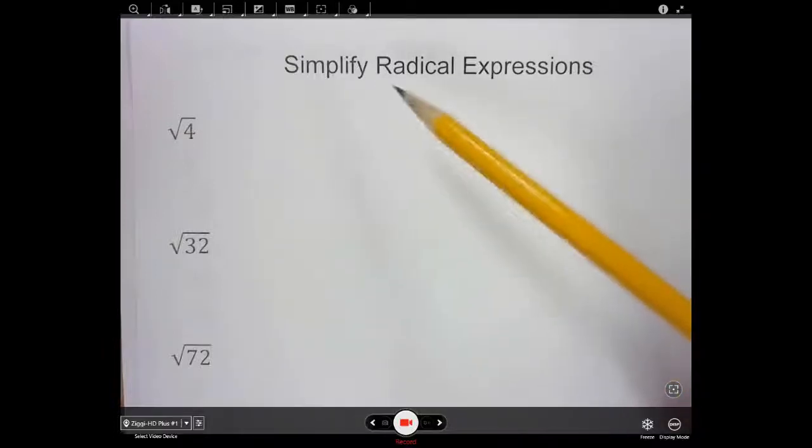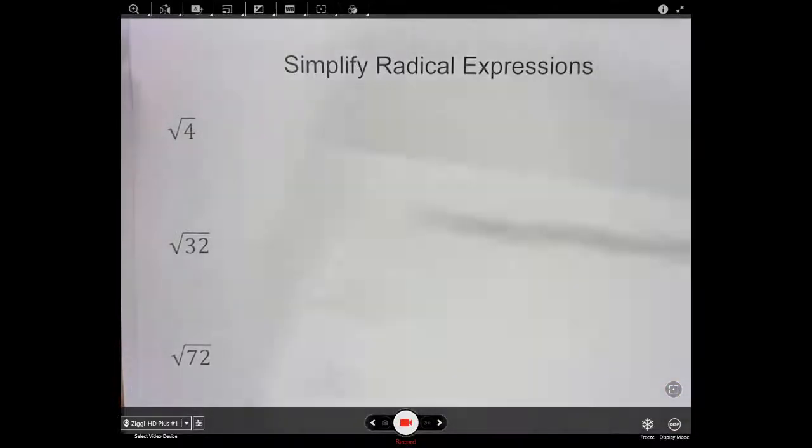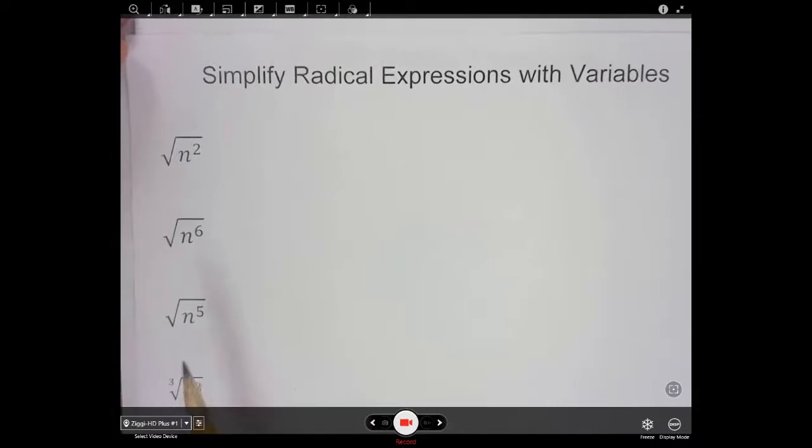Hello again. For this video we're going to talk about simplifying radical expressions. We're also going to include expressions with variables.